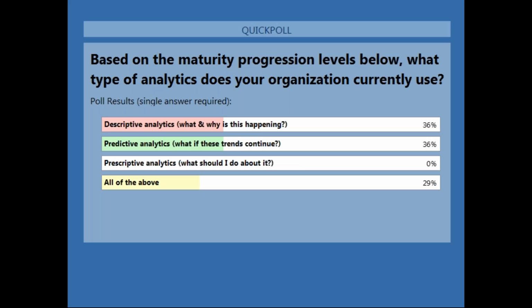Okay, and we're going to close the poll and then look at the results. And I'm not able to see the results.